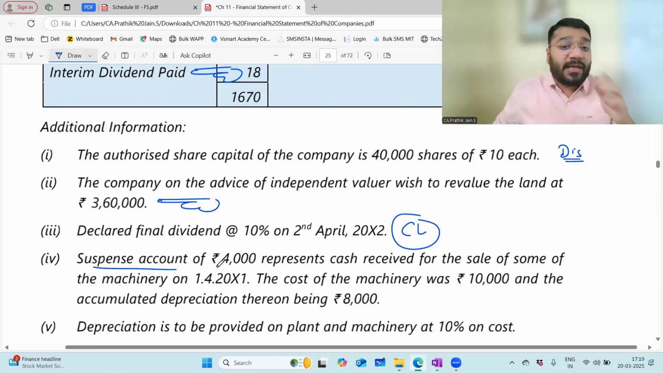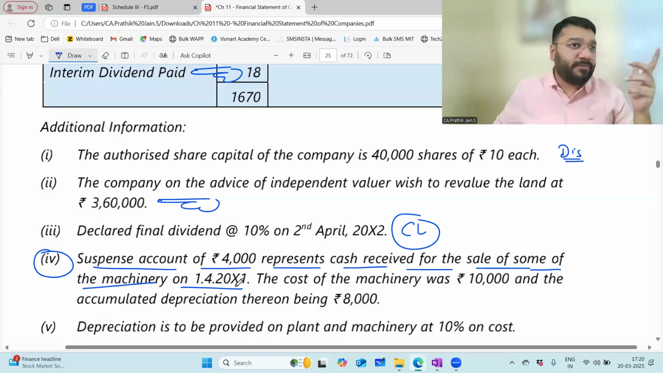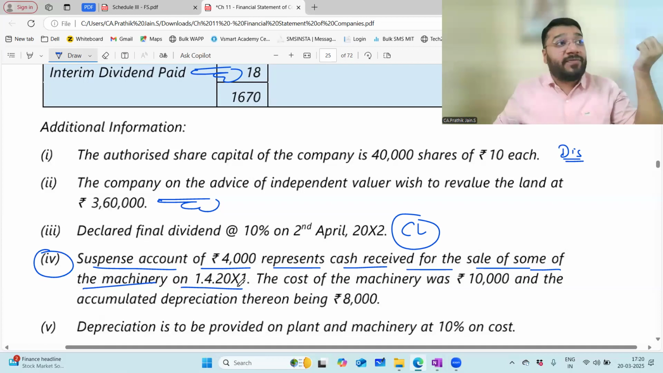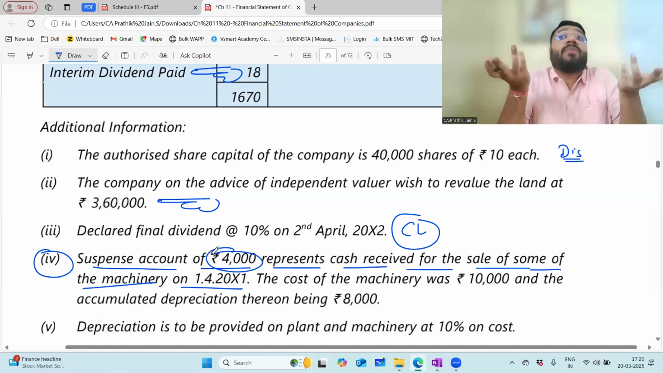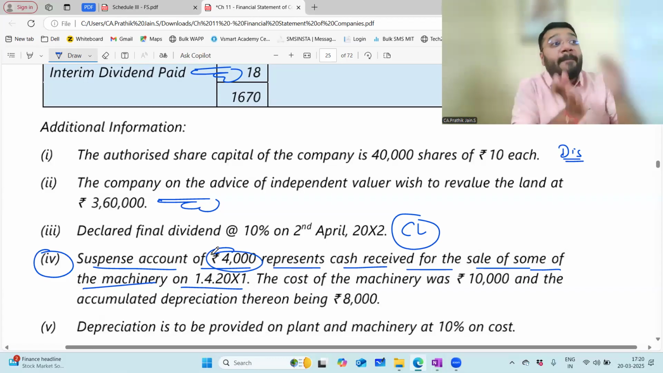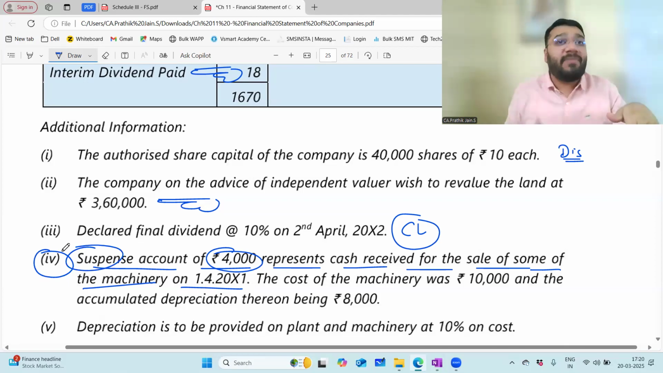Fourth one, suspense account of rupees 4,000 represents cash received for sale of some of the machinery. So the fourth point is talking about the sale of machinery. When? On 1/4/2020, not 2001. See, at the beginning of the year itself, some asset is being sold, and the money we received, we did not know from whom we received, and the accountant parked that money in the suspense account. About this, I'll be discussing in detail when I come to this segment. I'm just reading the question.